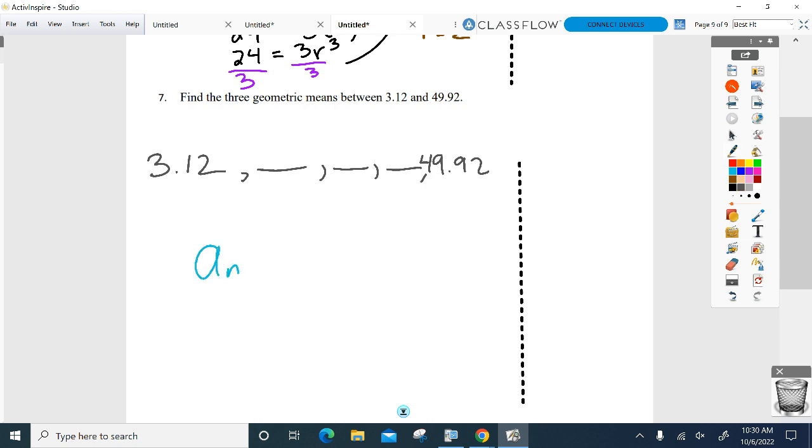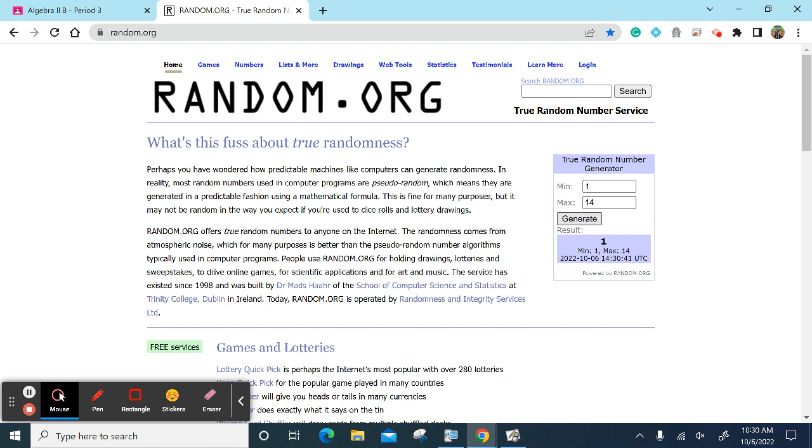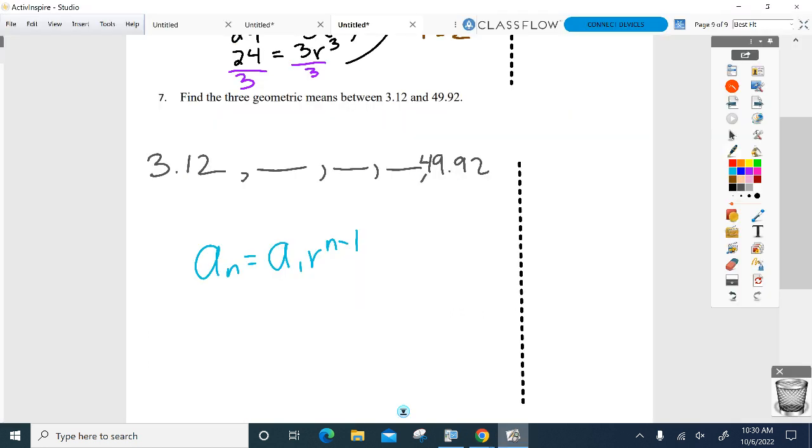All right, need the R value just like I did in the last part. So can somebody help me substitute in some values? AN, term but the first. 49.92. Okay, perfect. First term, Amanda? 3.12. Yep. R raised to the, what's your N value here? 4. Yep. Where did 49.92? 5. 5, good.